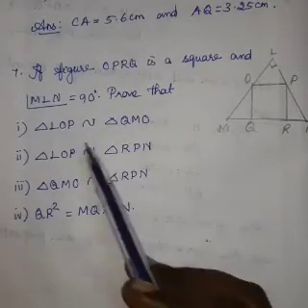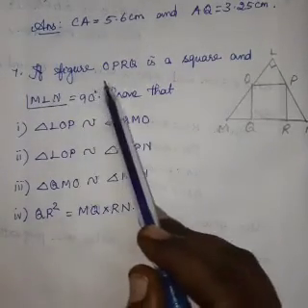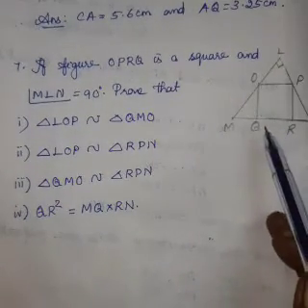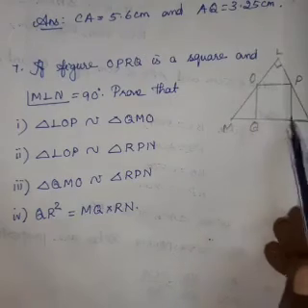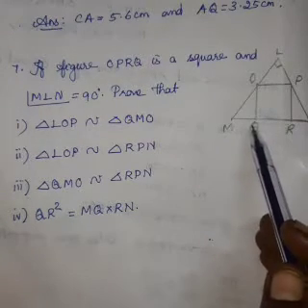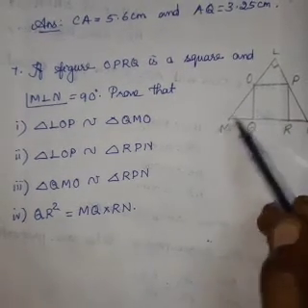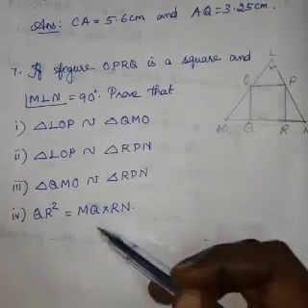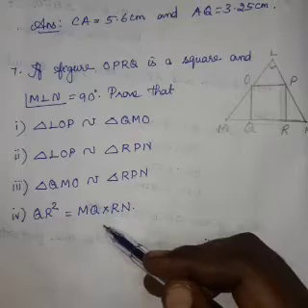Let us continue the seventh question. If figure OPRQ is a square, in the question itself they have given the diagram. OPRQ is a square, and angle MLN is 90 degrees. Then we have to prove four statements. One by one we can do.